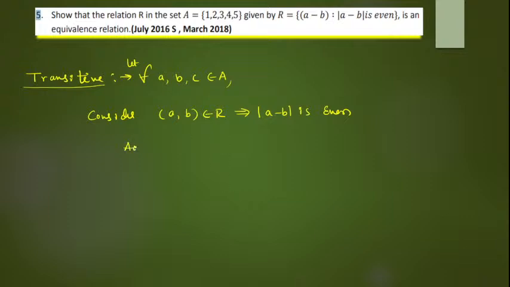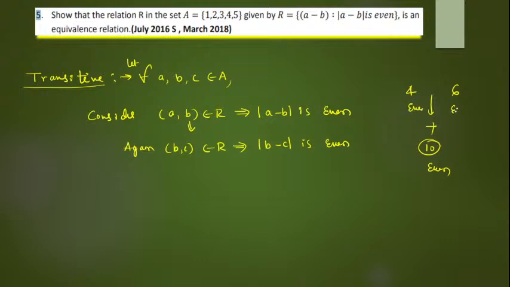Okay. Again, you consider one more ordered pair starting with b, that is b comma c belongs to your relation R. This implies, according to the statement, modulus of b minus c is also even. So in the transitive condition I am following the same step. Here also you just add these two, because if 4 is an even number and 6 is also an even number, then their sum, 6 plus 4, is 10. 10 is also even. That is, the sum of two even numbers is always an even number, so just add it.